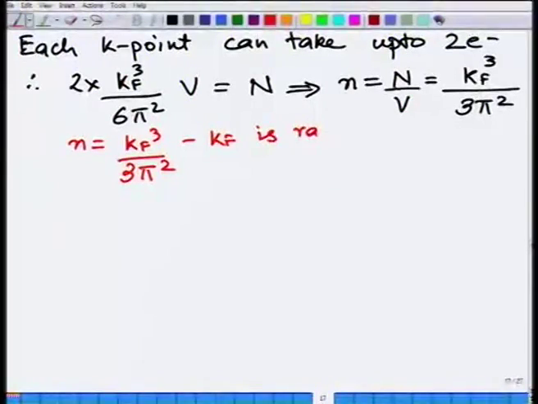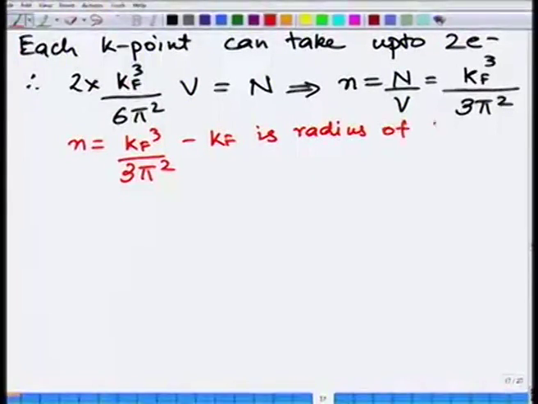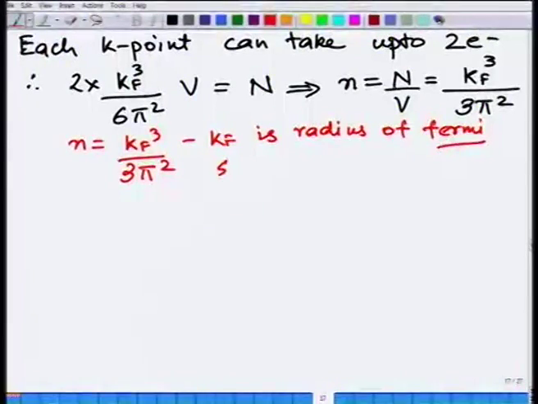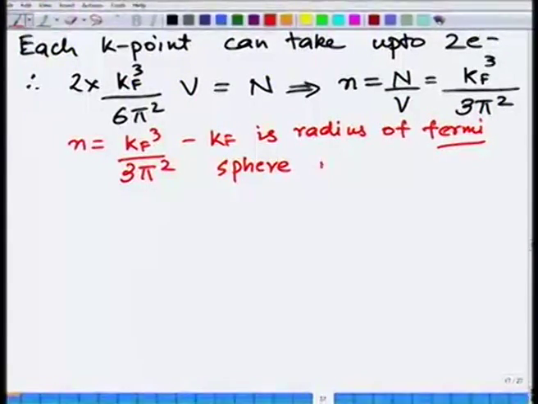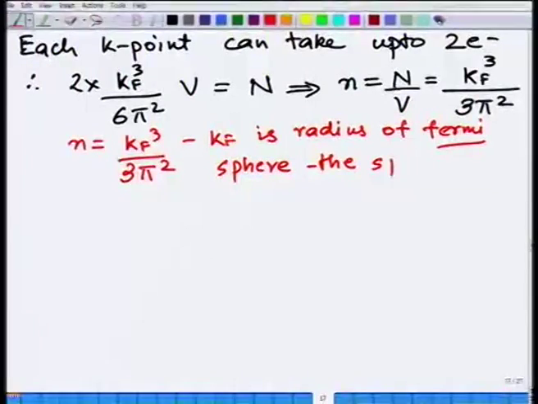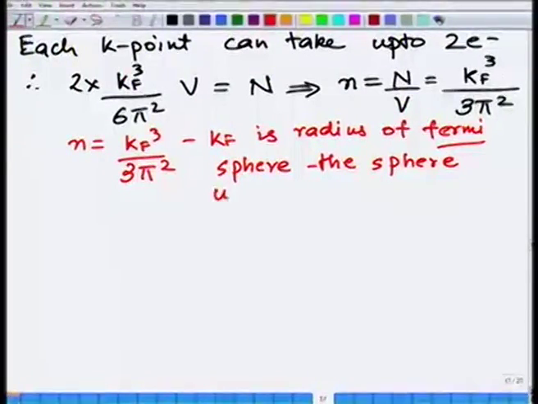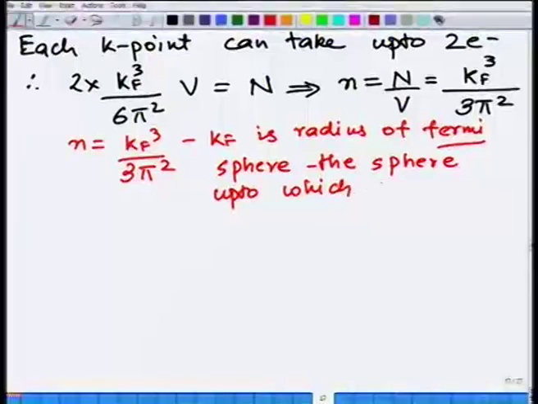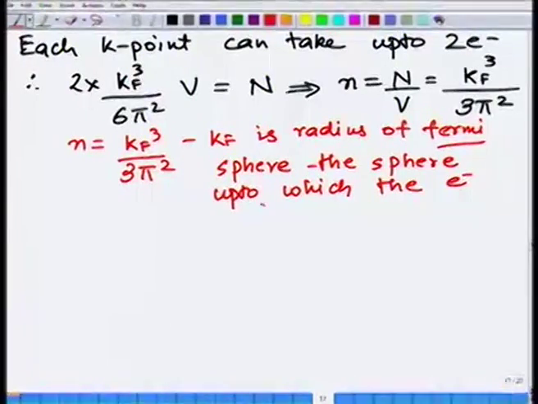kF is the radius of what we call the Fermi sphere, the sphere up to which the electrons fill. So, if I have n electrons per unit volume in a system, small n, the number of electrons per unit volume, then they fill up k states up to that radius kF, and that is called the Fermi sphere.